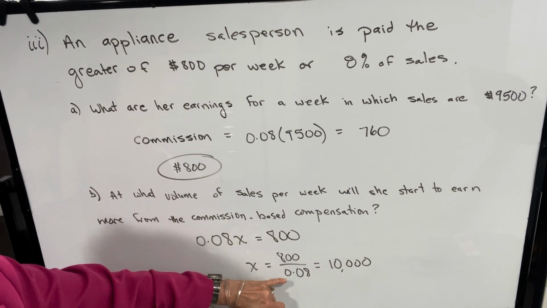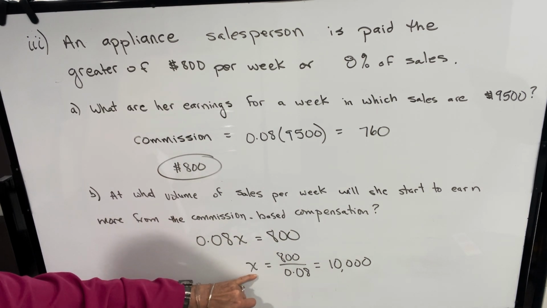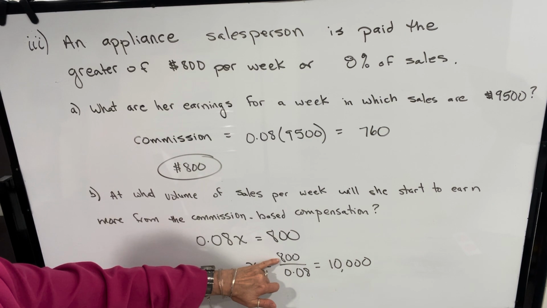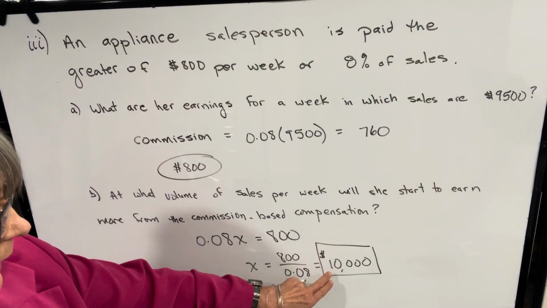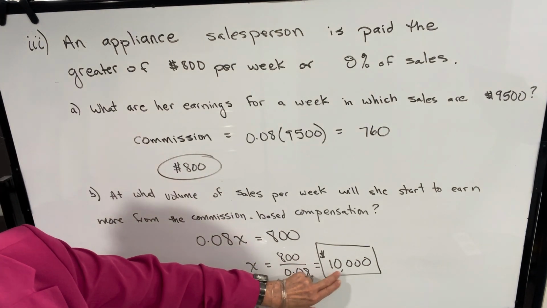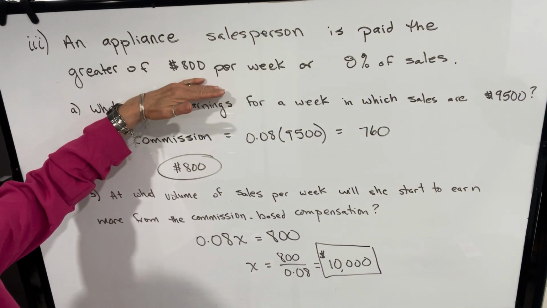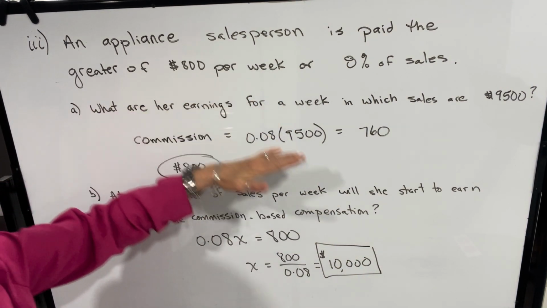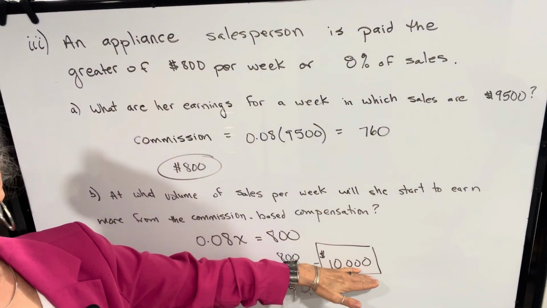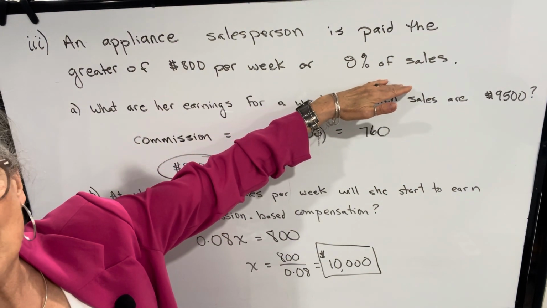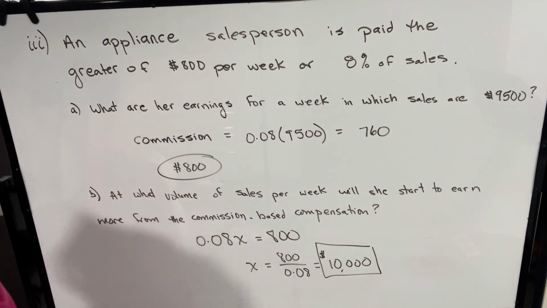Divide both sides by 0.08. That isolates the X. So X will equal 800 divided by 0.08. And that amount works out to be $10,000. So for any sales under $10,000, this salesperson will only receive $800 per week. Anything above that amount, then they'll be paid commission, which is 8% of whatever the sales are.